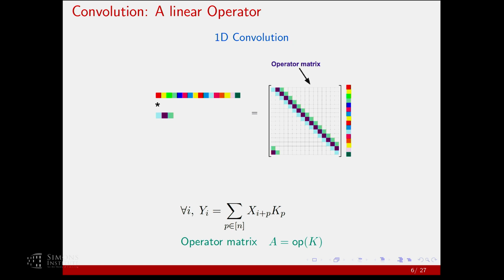So here is an example. I have a 1D convolution. The upper part is the input, then the small vector is the kernel. If you think of this convolution in terms of a matrix vector product, this is the form of the matrix. Here I'm ignoring the edge effects. And this matrix corresponding to convolution is what we refer to as the operator matrix. The notation we use is op of k, where k is your kernel.